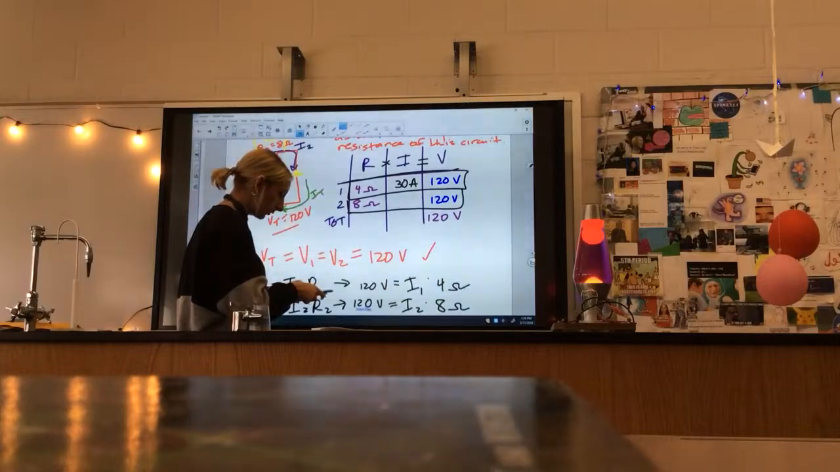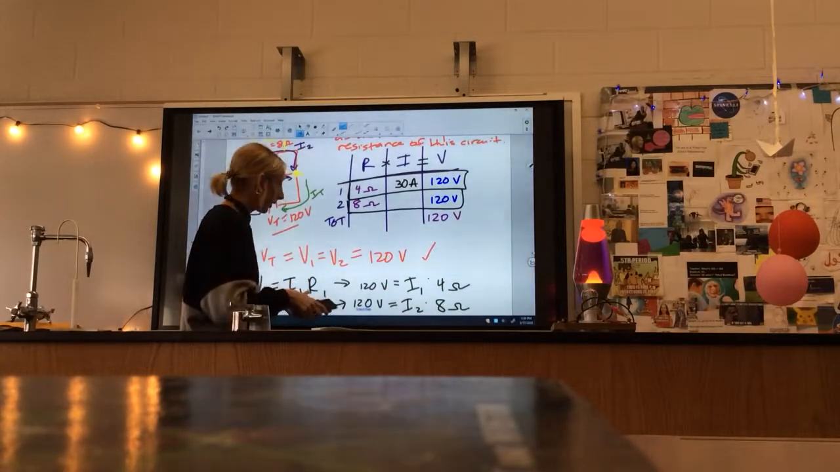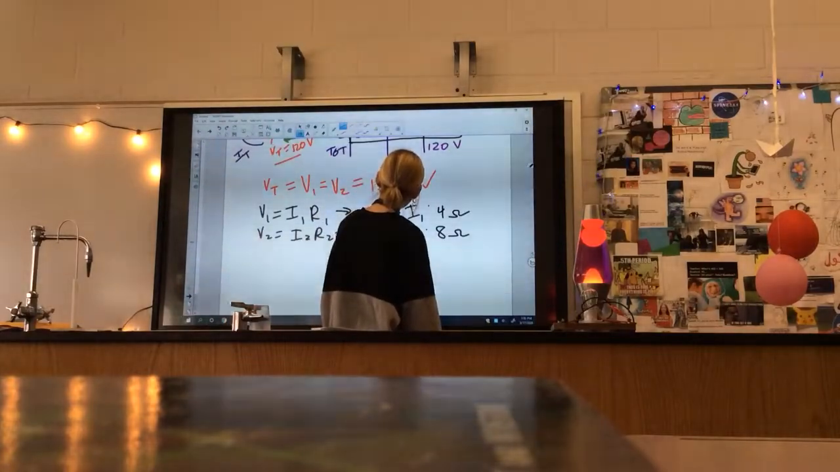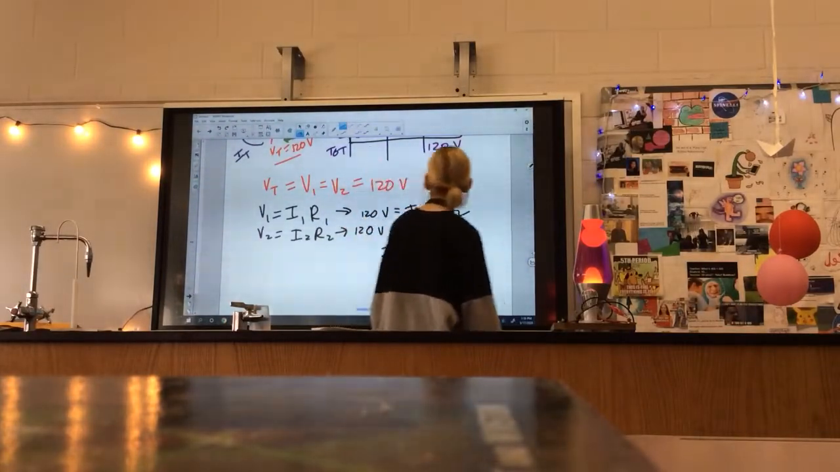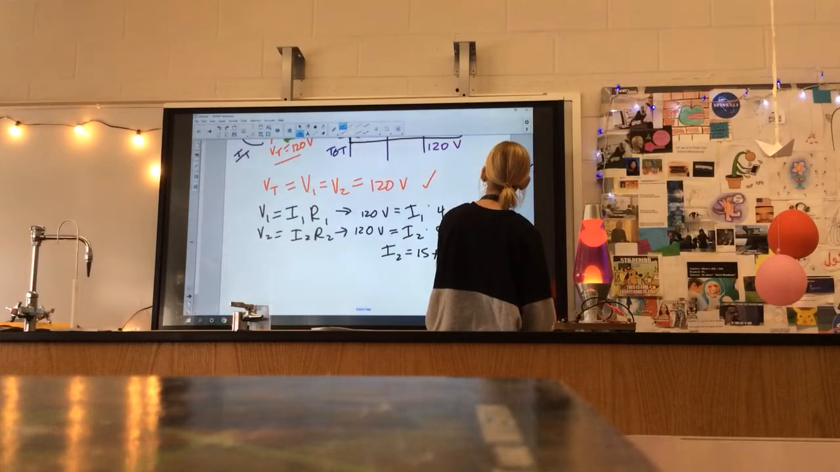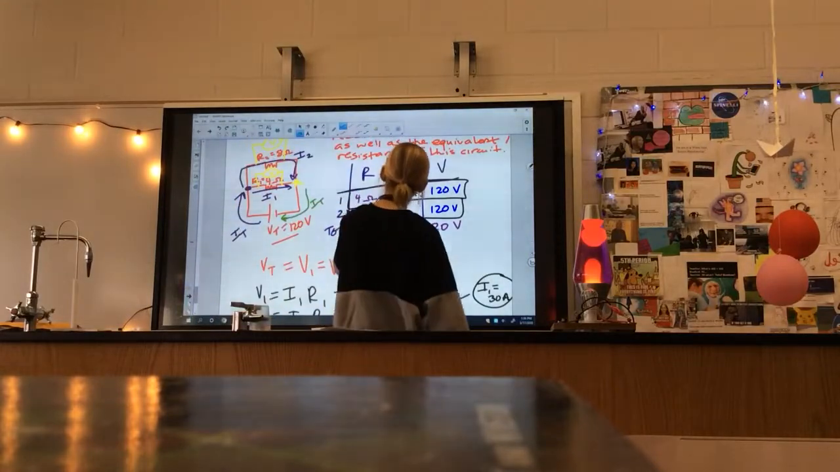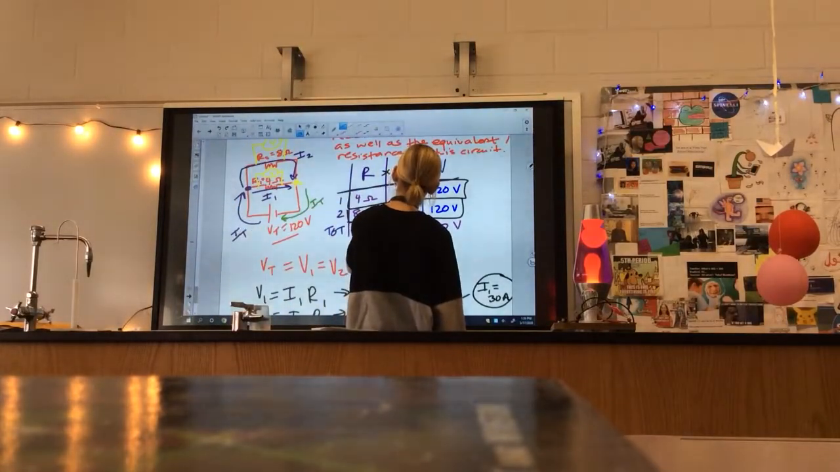So 120 divided by 8. Okay, 15. Should not have needed to calculate that. So I2 is 15 amps. We said, sorry, I1 is 30 amps. So let's plug both of those in. So this is going to be drawing 15 amperes.